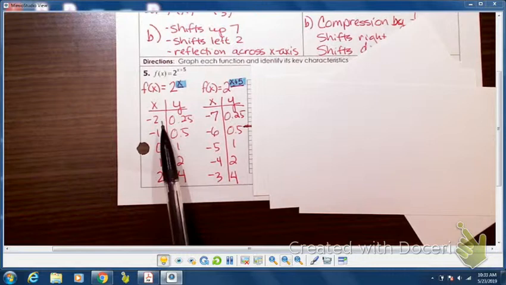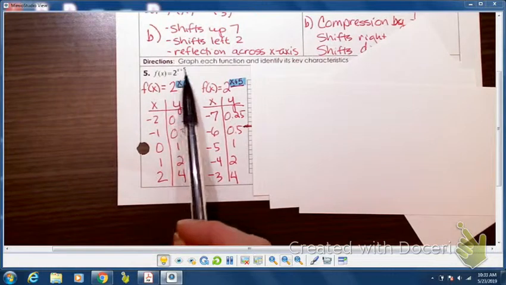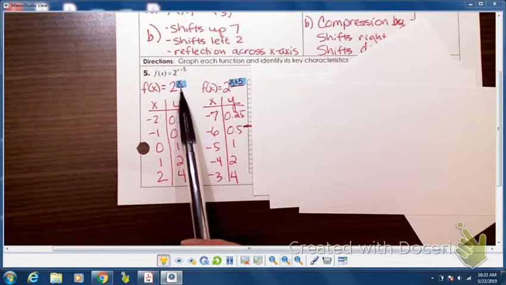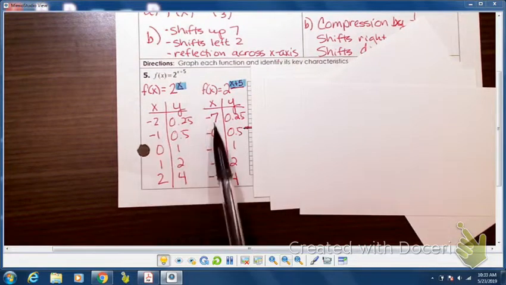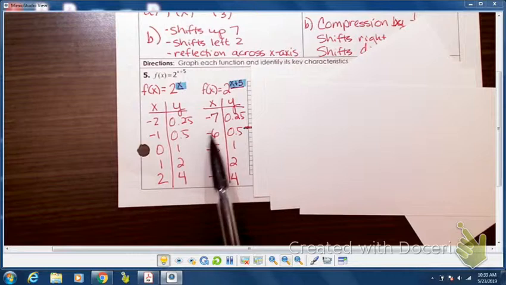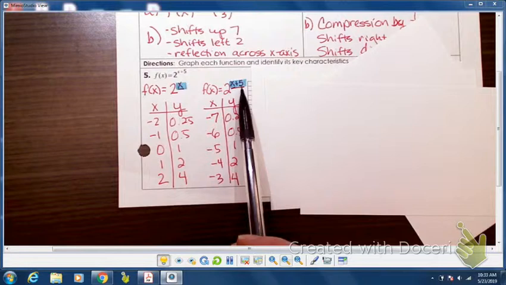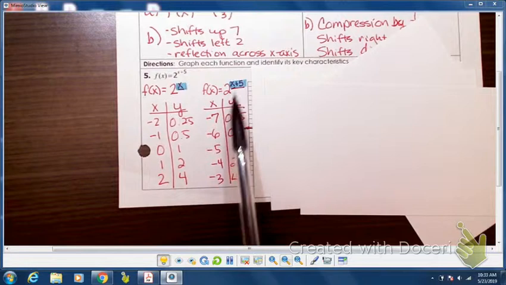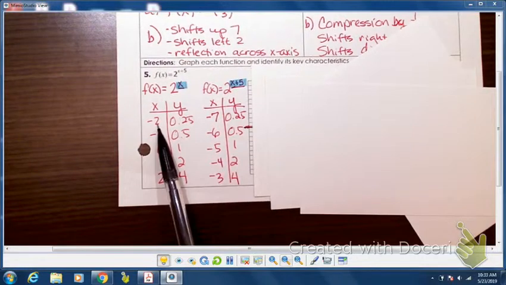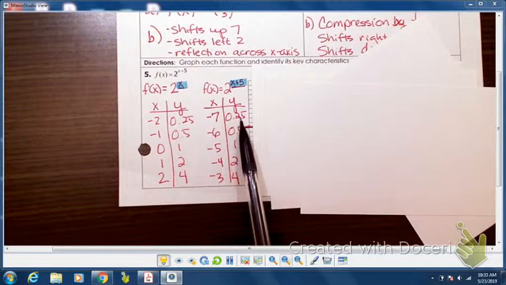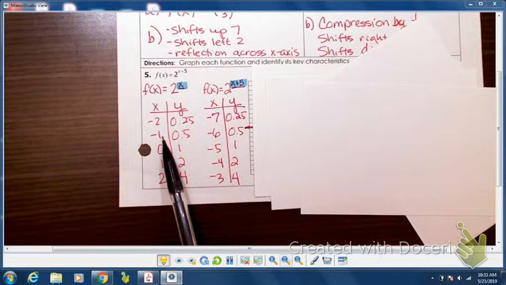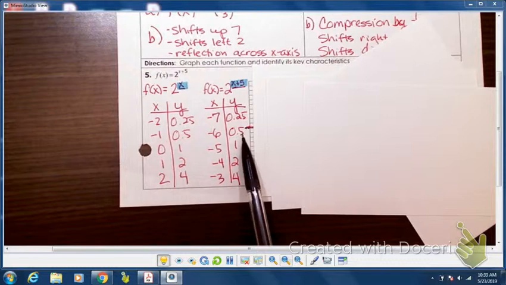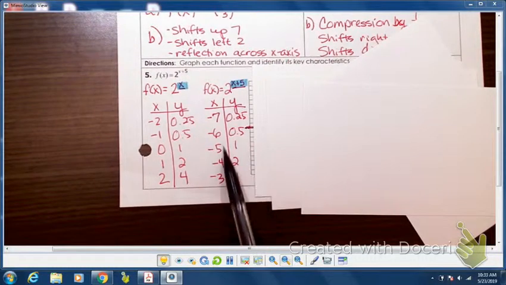Whenever you change the exponent, like x and x plus 5, you're going to want to use different values for x. So think about it. If you have negative 7 plus 5, negative 7 plus 5 is negative 2. I know what that value is. It's 25/100ths. Negative 6 plus 5 is negative 1. So 2 to the negative 1 power is 1/2. That's why I shifted these numbers.